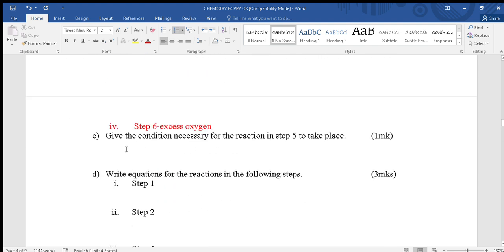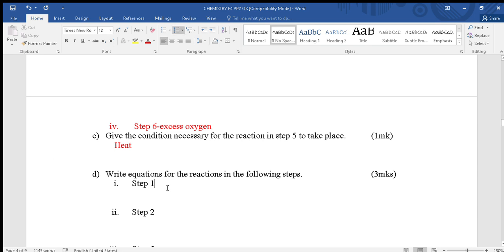So whatever you need in step 5 for the reaction to take place, your answer there is going to be heat. You have to note that. You need heat. Okay. And then now we go to question D. Write equations for the reactions in the following steps.